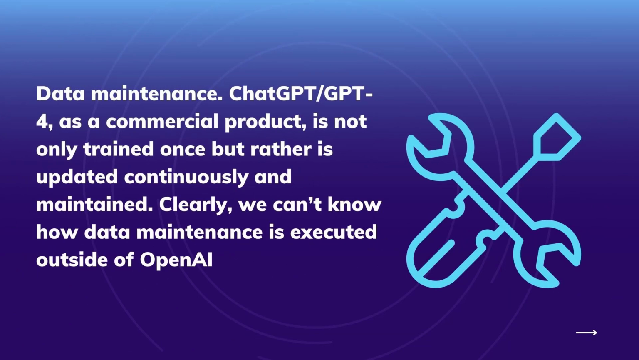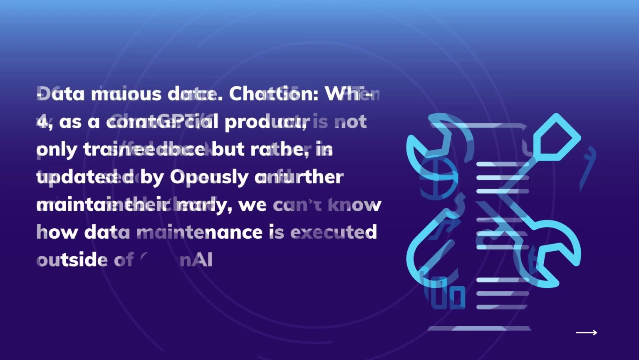Data maintenance. ChatGPT/GPT-4, as a commercial product, is not only trained once but rather is updated continuously and maintained. Clearly, we can't know how data maintenance is executed outside of OpenAI. So, we discuss some general data-centric AI strategies that are or will be very likely used for GPT models.